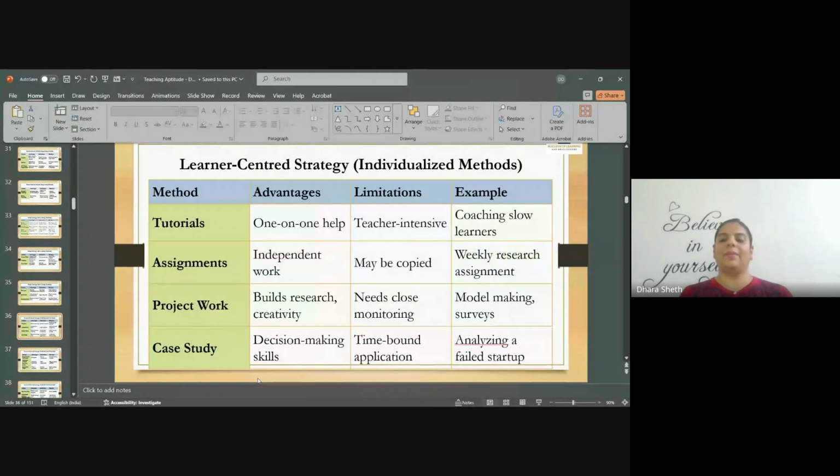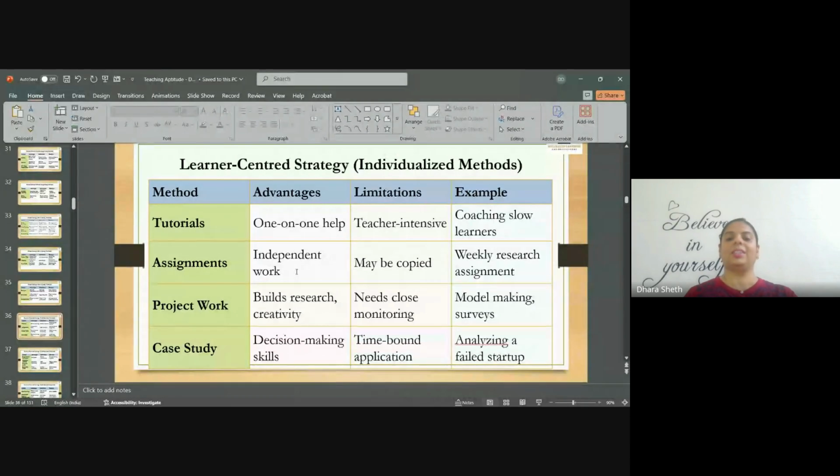Coaching slow learners is a learner-centered strategy. Like if right now in 2 hours we are talking about a lot of things, but if I had to take a group of 5 people and teach them everything, it would probably take me more time. There would be more questions, more discussion. We could even digress somewhere in between. Assignments is independent work. Students have to do it on their own, so their learning happens. The limitation is they may be copied from each other. Nowadays, AI writes assignments. So weekly research assignment is an example of it.